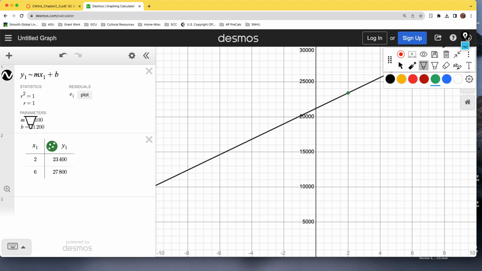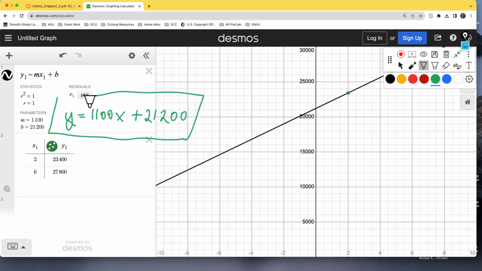And so I could write that equation. I know that m is 1,100, b is 21,200. So I know that the equation is y equals the slope times x plus the b value, 21,200. And now if I wanted to find out what happened in year 2010, that'd be 10, I could plug in 10 here and I could calculate it. So I've got the linear equation.